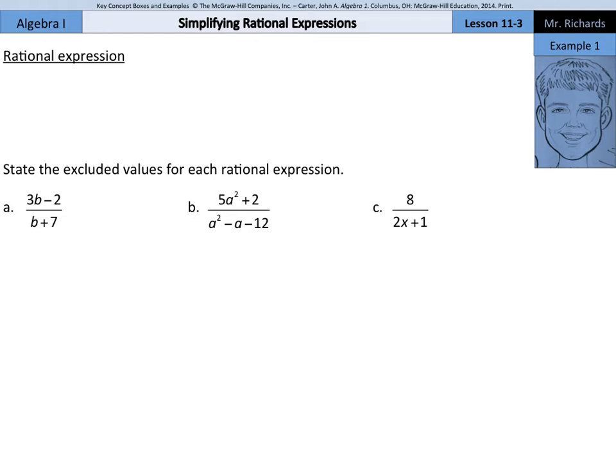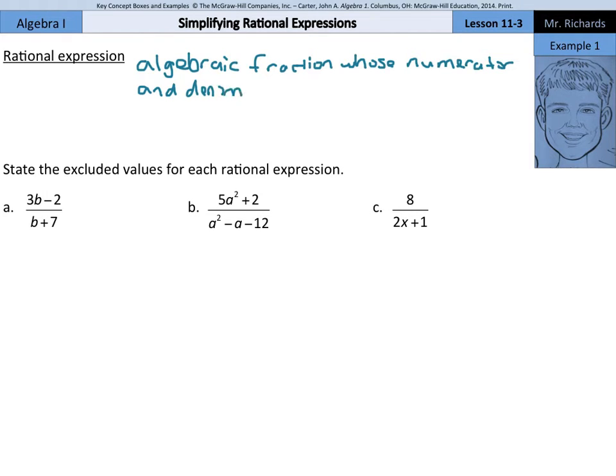A rational expression is an algebraic fraction whose numerator and denominator are polynomials. So we'll get some extra practice with our polynomials in this lesson. The first example deals with stating excluded values for each rational expression.